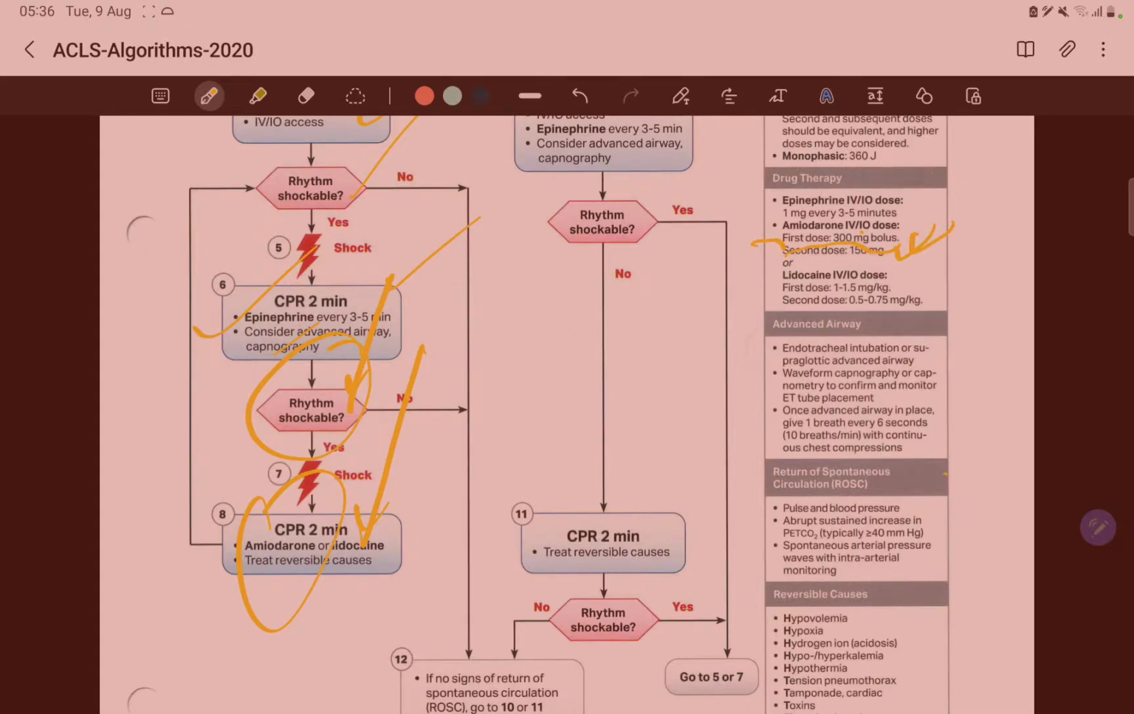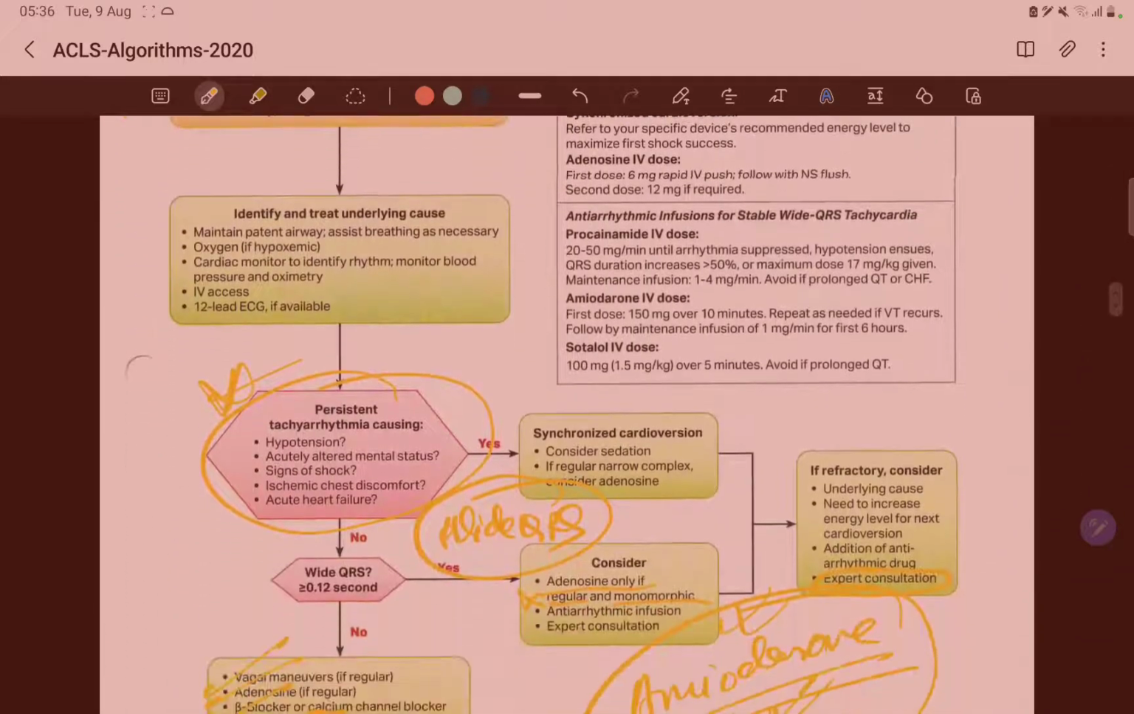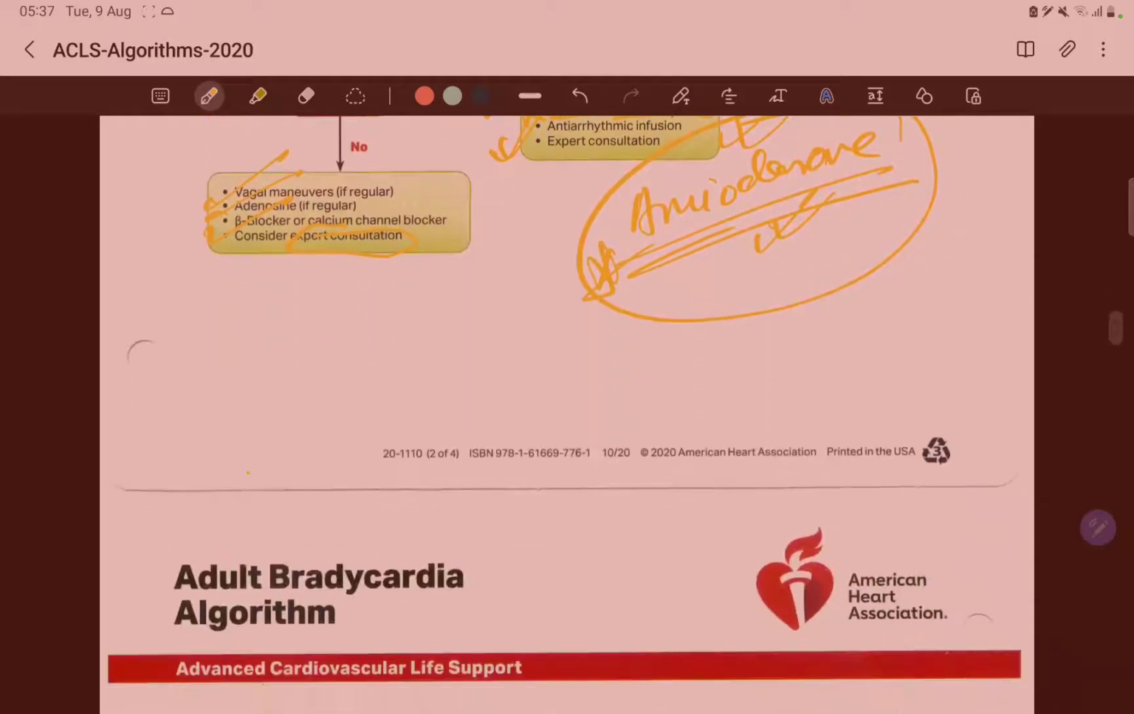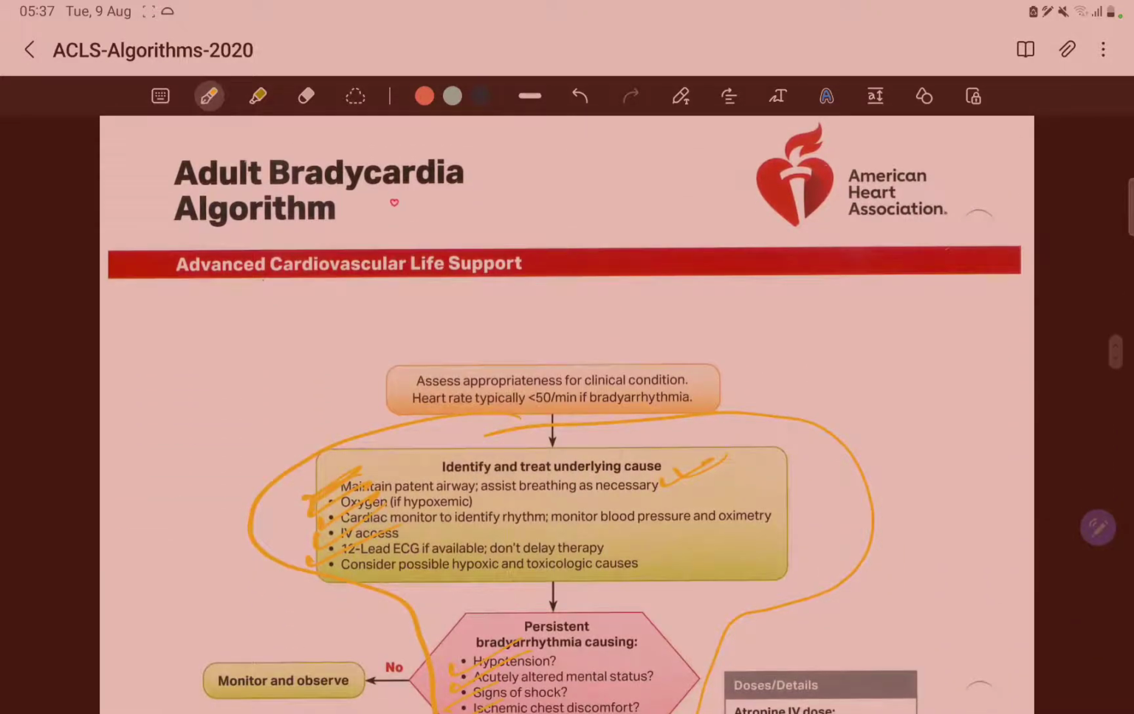300 milligram bolus. Okay, but here we consider amiodarone if there is a wide QRS complex, and we give an amiodarone dose of 150 milligram over 10 minutes. It's not a bolus. This is a basic difference we have to understand when we are treating tachyarrhythmias and cardiac arrest. Okay, now we'll go to the bradycardia algorithm.